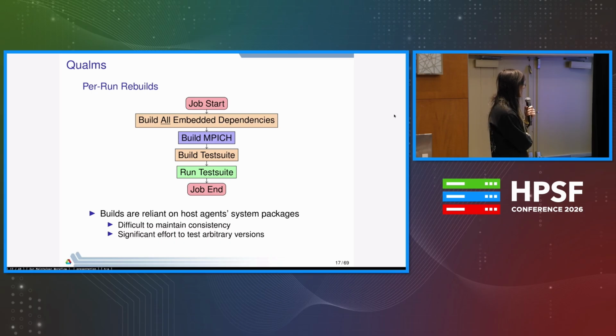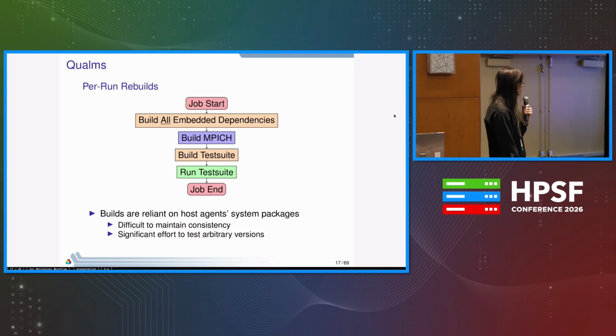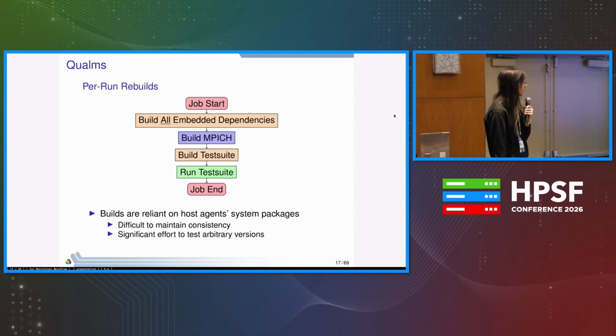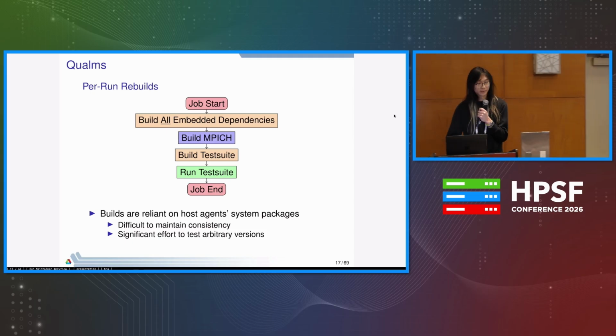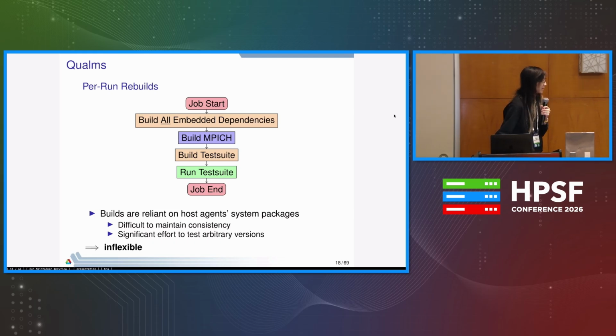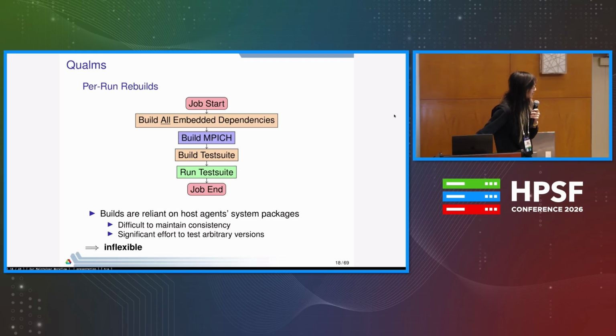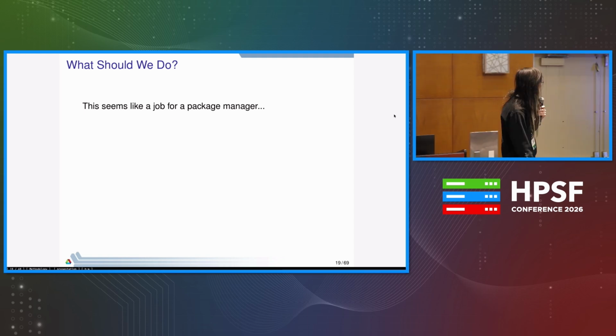And it also means that we have significant effort if we want to test any arbitrary versions. So say we want a new version of libfabric or a new version of UCX, we want to test against an MPICH, we would have to go and install it ourselves manually through opt or whatnot. And that's just effort on our ends that we'd rather not be doing as developers. So fairly inflexible, not ideal. And this job seems awfully appropriate for a package manager, as I would say.